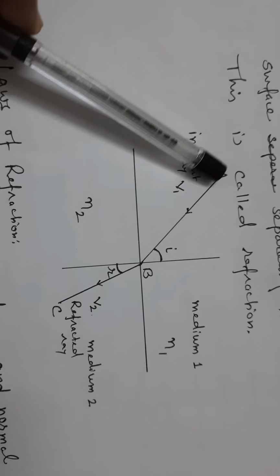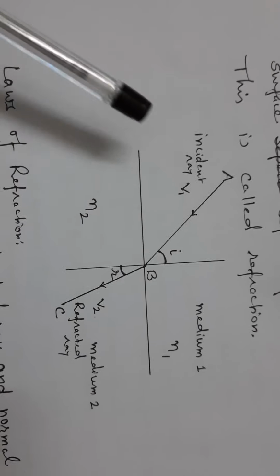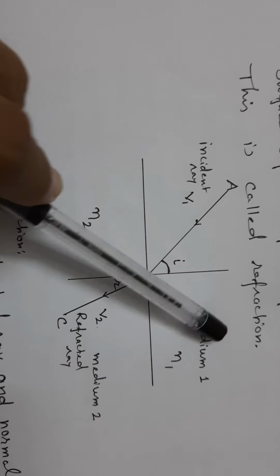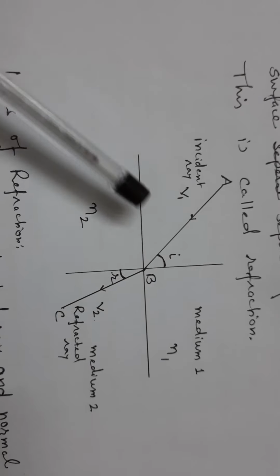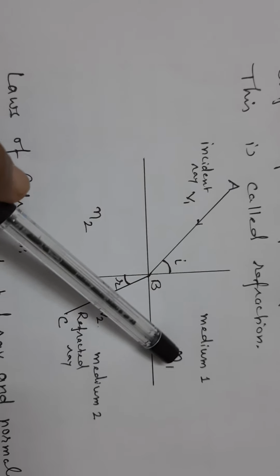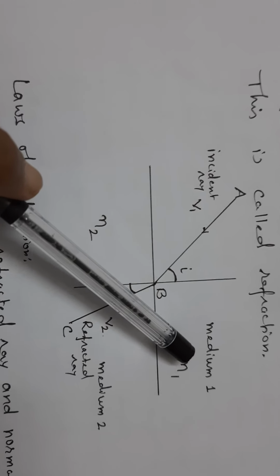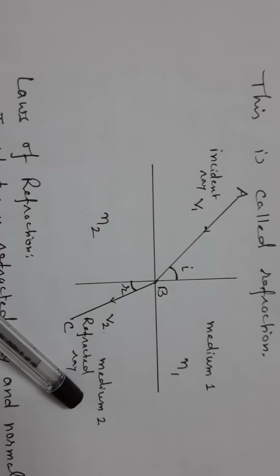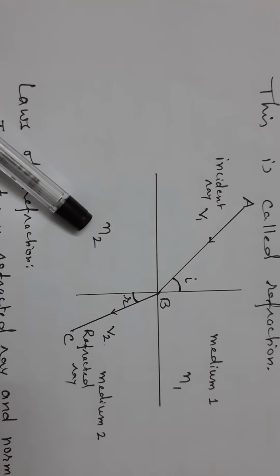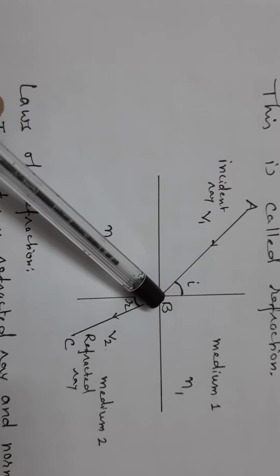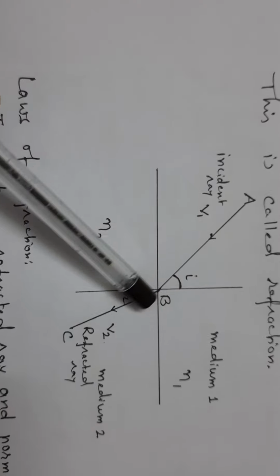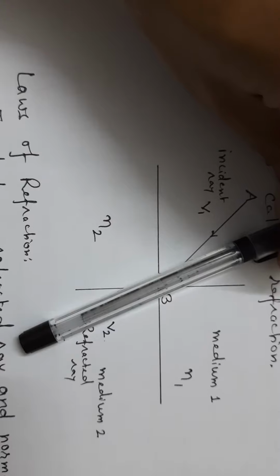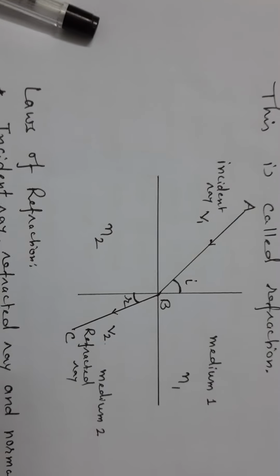Now here AB is the incident ray. This particular line is the surface separating two media, medium 1 and medium 2. This N1 is actually eta, the sign of eta, but we will read it as N. N1 is the refractive index of medium 1, N2 is the refractive index of medium 2. When this ray AB, the incident ray, passes from one medium to another, it is bending. It is not going straight. You can see it has bent. That bending we call refraction.